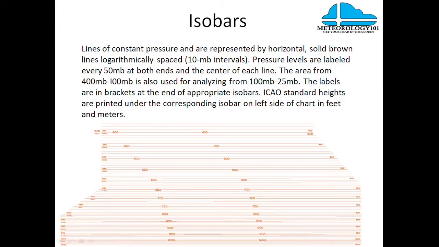All right, start with the isobars, the horizontal brown lines. These are lines of equal pressure. They're represented by horizontal solid brown lines, and they're spaced every 10 millibars. Pressure levels are labeled every 50 millibars at both ends and the center of each line, so you can pretty much look all along that line and see what millibar level you're at.